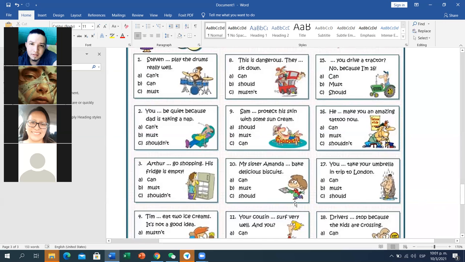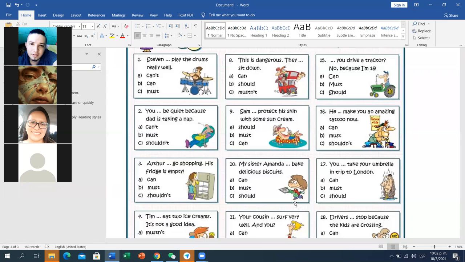My sister Amanda can bake delicious biscuits. Okay, Israel, what about if I told you my sister Amanda is going to work at one of the most famous restaurants in France? Va a trabajar en uno de los restaurantes más famosos de Francia. ¿Qué pusiera? Should, can, or must? Can.